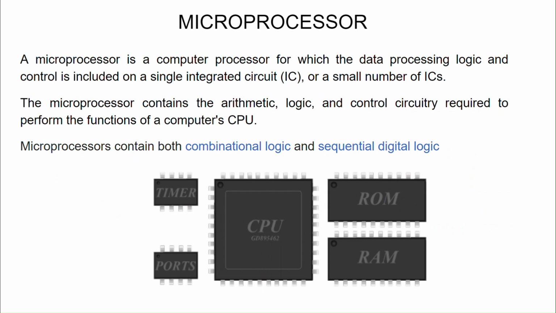Microprocessor. A microprocessor is a computer processor for which the data processing logic and control is included on a single integrated circuit or a small number of ICs. The microprocessor contains the arithmetic, logic and control circuitry required to perform the functions of a computer CPU. A microprocessor contains both combinational logic and sequential logic.